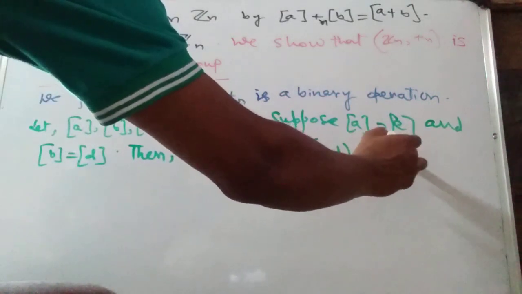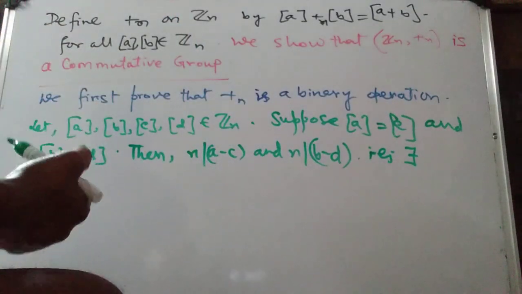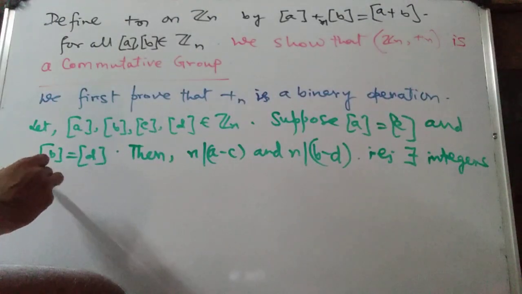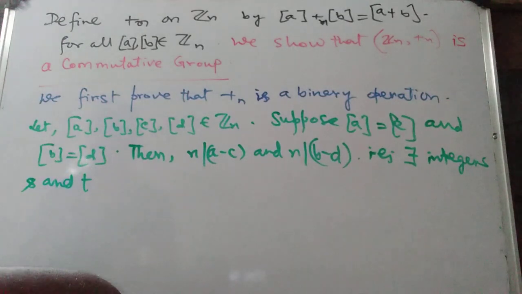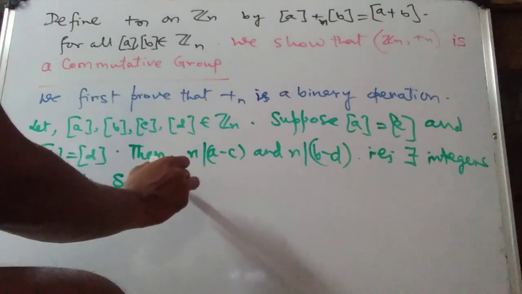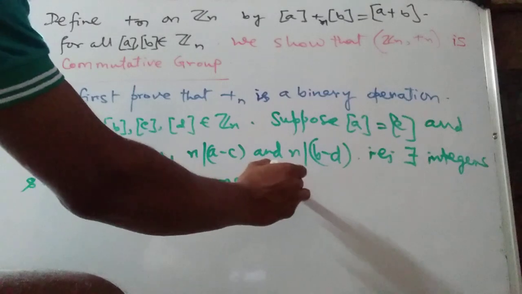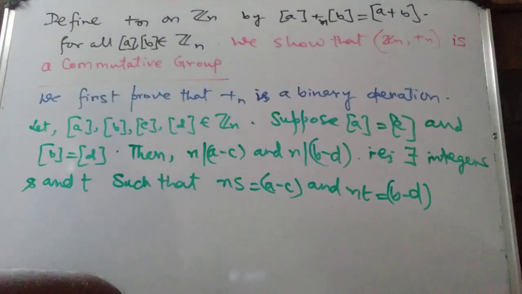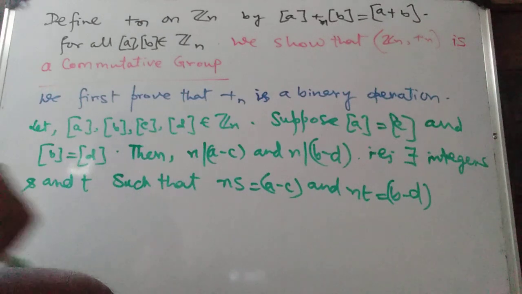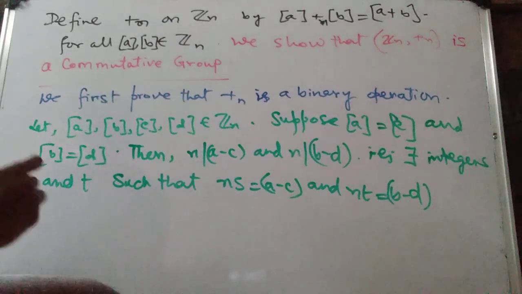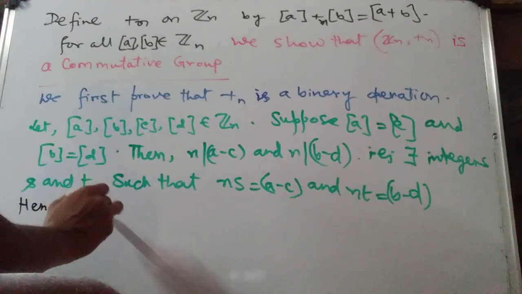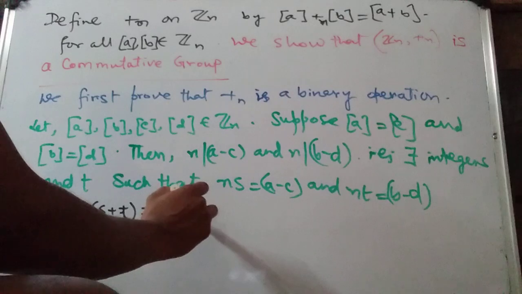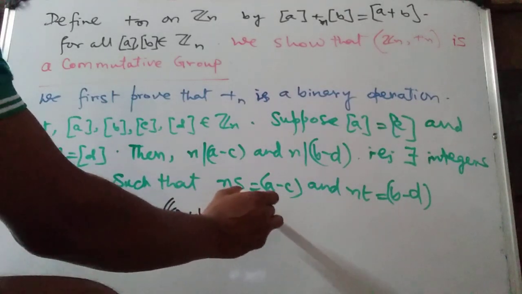Then this implies that there exist integers s and t such that ns equals A minus C and nt equals B minus D. Now, hence ns plus nt equals this one, A minus C plus B minus D.